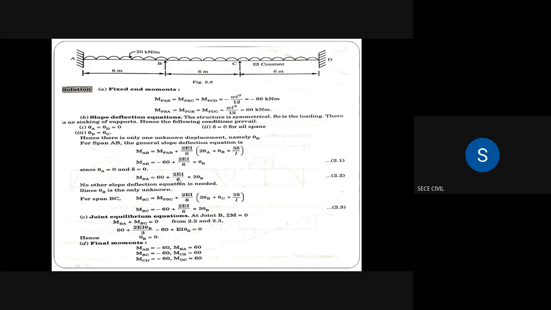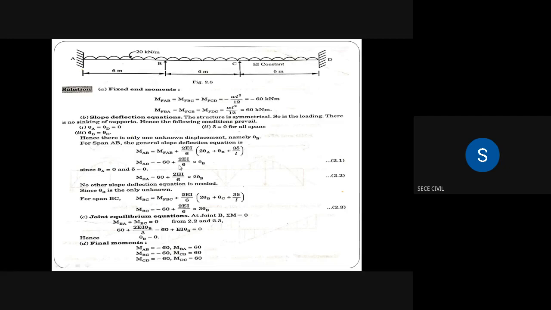The MBA equation is 60 plus 2EI by 6 into 2 theta B, plus MBC. MBC is minus 60 plus 2EI by 6 into 3 theta B. That only they put here. When we simplify this, we are getting theta B as 0. So after calculating theta B as 0, we can substitute in the slope deflection equation.